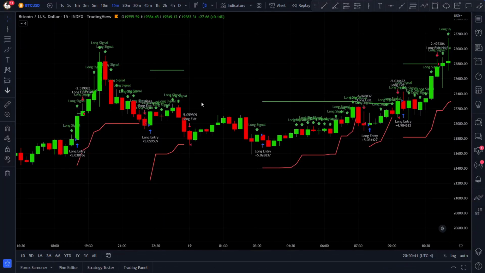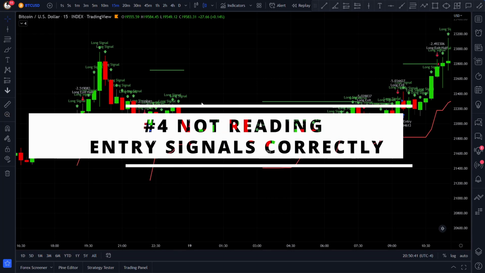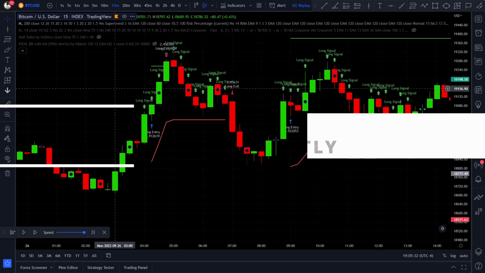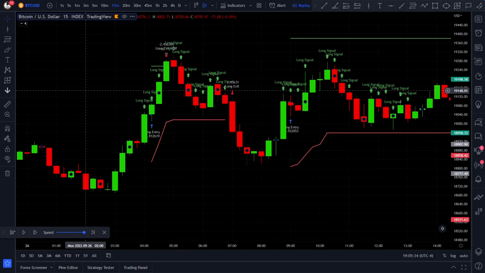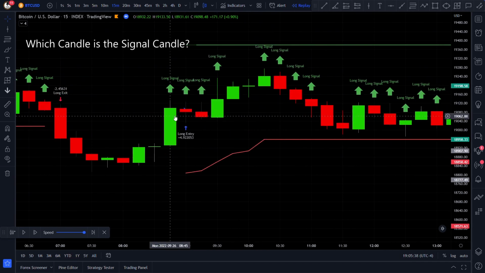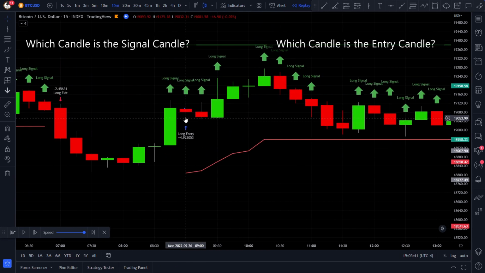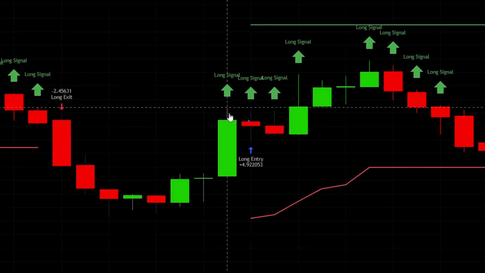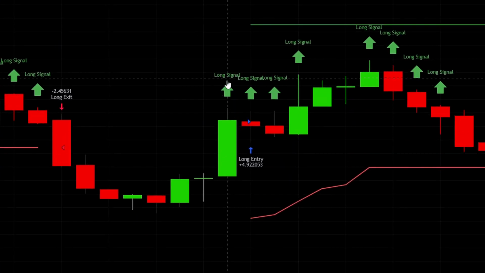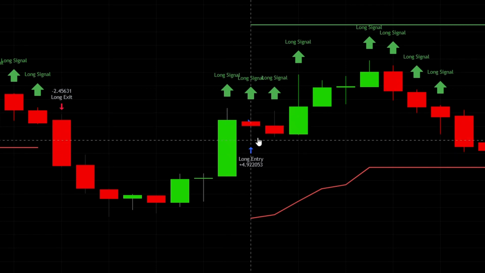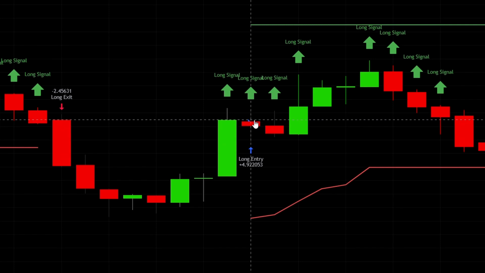The fourth big trading mistake is not reading the entry signals correctly and, as a result, not backtesting a strategy correctly. When backtesting a strategy, amongst a lot of other aspects, there are two very important things. Which candle is the signal candle and which one is the entry candle? The signal candle is the candle on which all the criteria required by the used strategy are met. The entry candle is the candle after the signal candle, on whose open we can enter into a position.